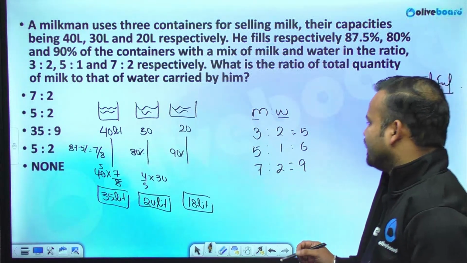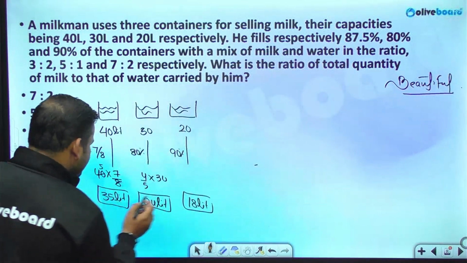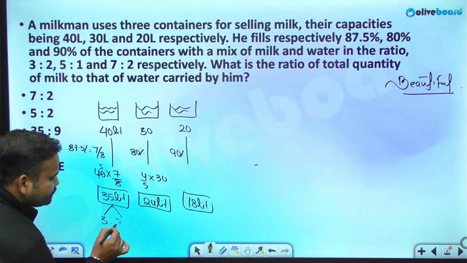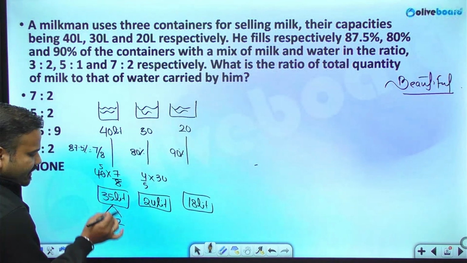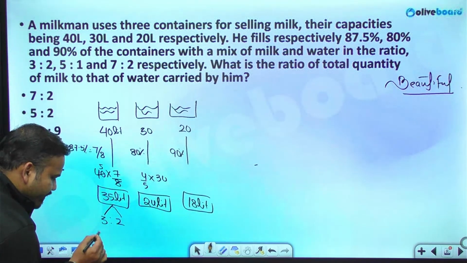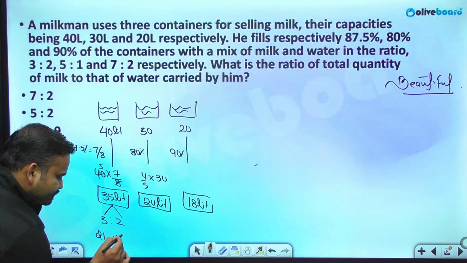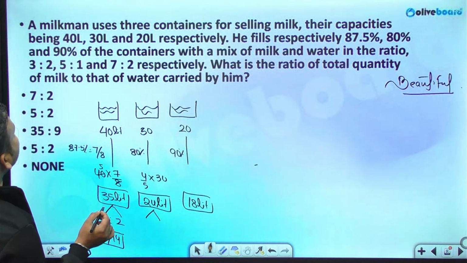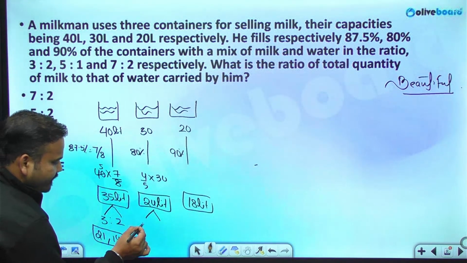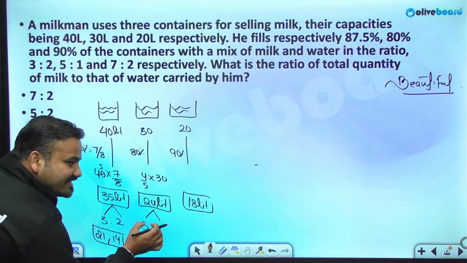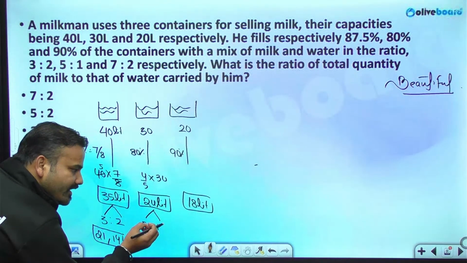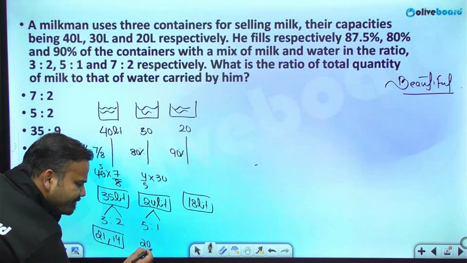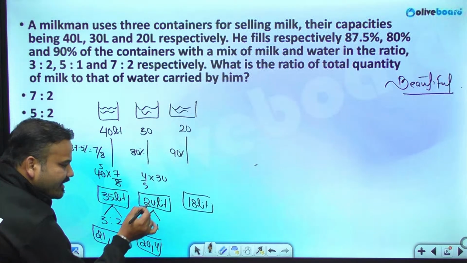So this 35 liter, basically you can just divide it into 3 and 2. 5 unit is 35, 1 unit will be 7, so this is 21 and this is 14. This 20 liter are in the ratio of 5 and 1. 5 and 1 is basically 6 unit. 6 is representing 24, 1 unit will be 4. So this is 20 and 4. So I am simply dividing this in 5 and 1 ratio.